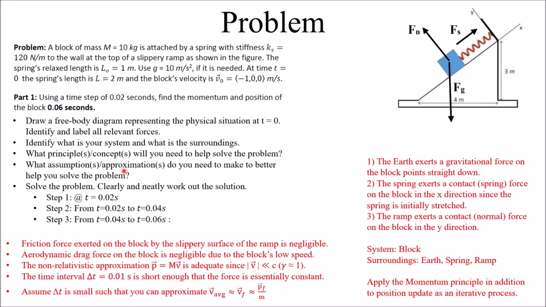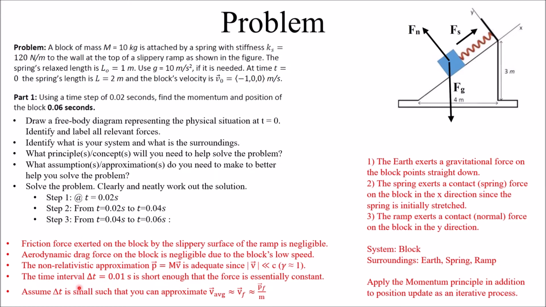We also have to make some assumptions. We are assuming, as we just said earlier, that this slippery ramp does not have friction. We're also assuming that there's no drag force. And we're assuming that this is non-relativistic. In other words, the velocity is much, much less than the speed of light, so that gamma is going to be about 1.